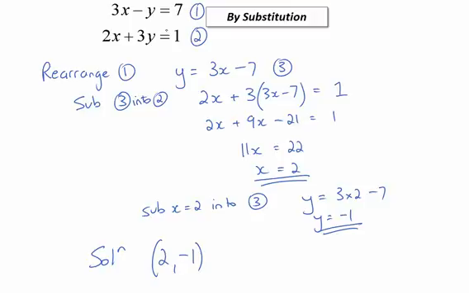Now if we were going to graph these, that's where they would cross. That's what the solution is. It's the one point on both lines where they're the same. They're equal to each other. You should always check these.